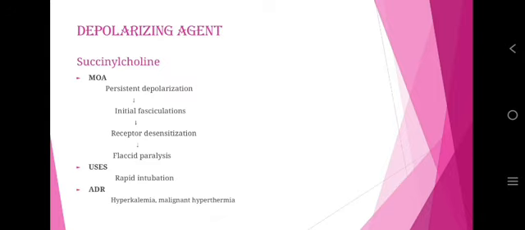This is the outline of how the succinylcholine produces the skeletal muscle relaxation. The common use of this succinylcholine is at the time of surgeries also, and the adverse effects of this succinylcholine are hyperkalemia and hyperthermia. These two are the common adverse effects which are observed on the administration of this succinylcholine.